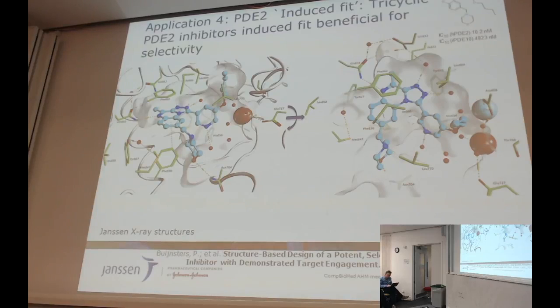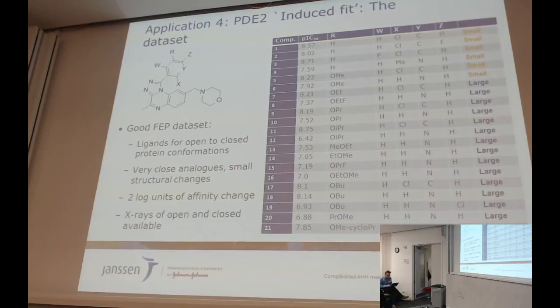So what we wanted to do then is see, well, we did that a few years ago. Can we actually predict that retrospectively? Because this is a really good case. It's not a huge protein movement. It's a small side chain. It should work, right? That's what FEP is designed for. Like I said, it's a great data set.